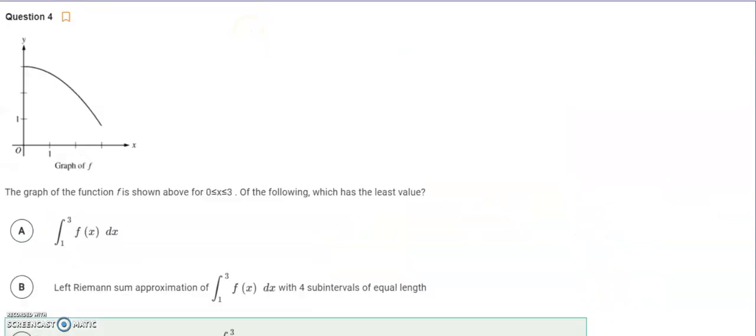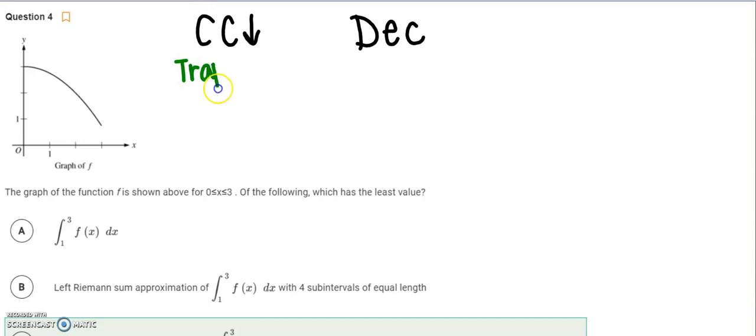The graph of the function f is shown above. Of the following, which has the least value? So let's think about this. This graph is concave down and decreasing. Well, if a function is concave down, then the trapezoid rule is an under approximation, and the midpoint rule is an over approximation.